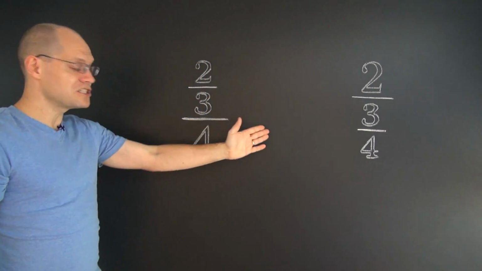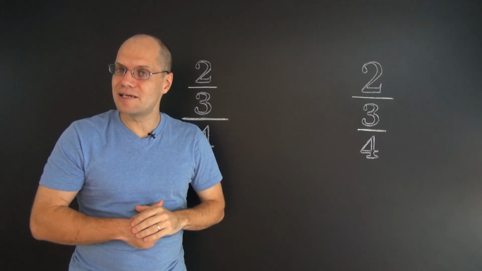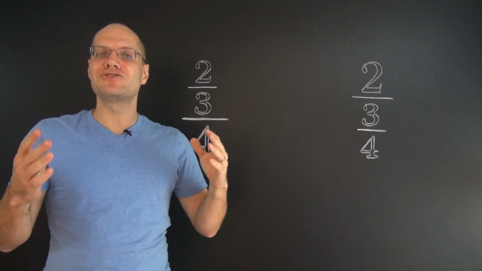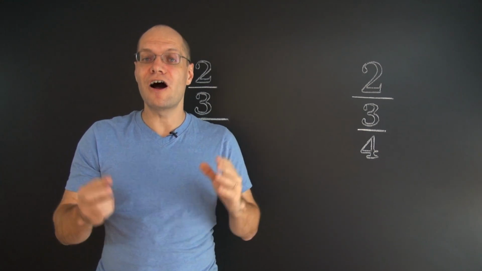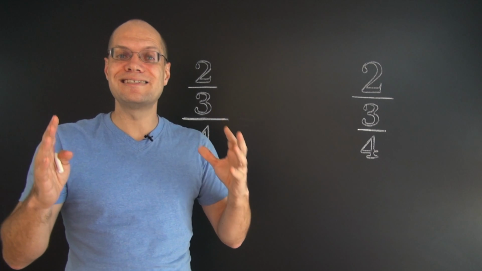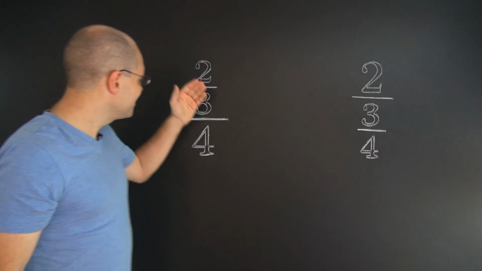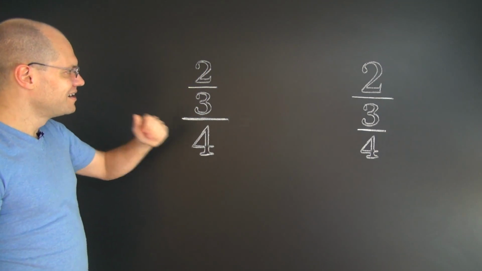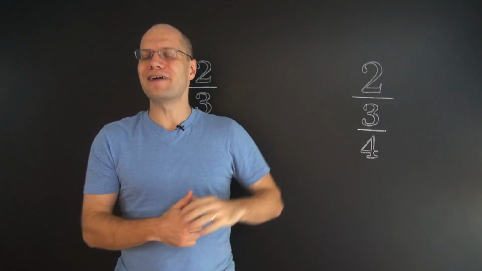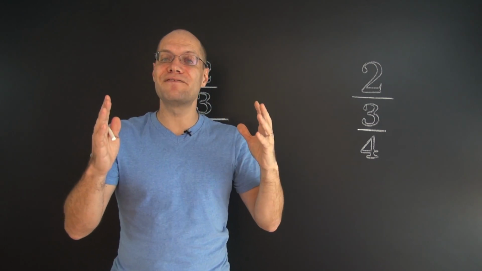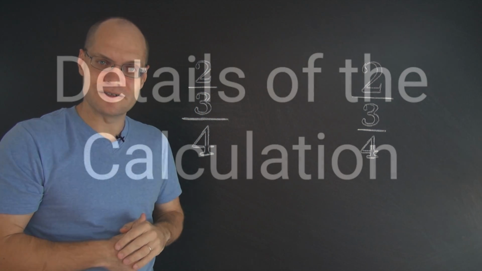So while these expressions may appear very similar at first glance, they're actually very different. Their algebraic structures are as different as they can be. Here we have a fraction by a number, and here we have a number by a fraction. And that's why their values will be completely different.